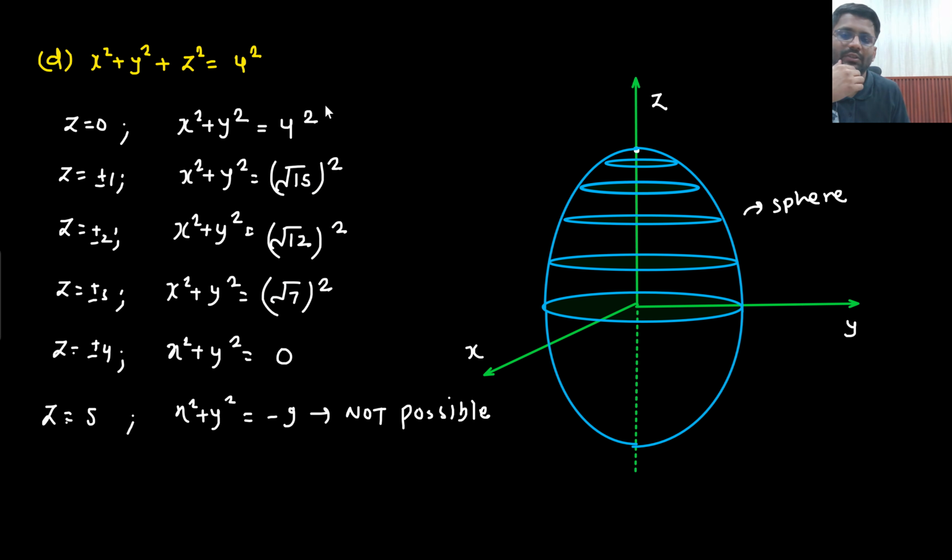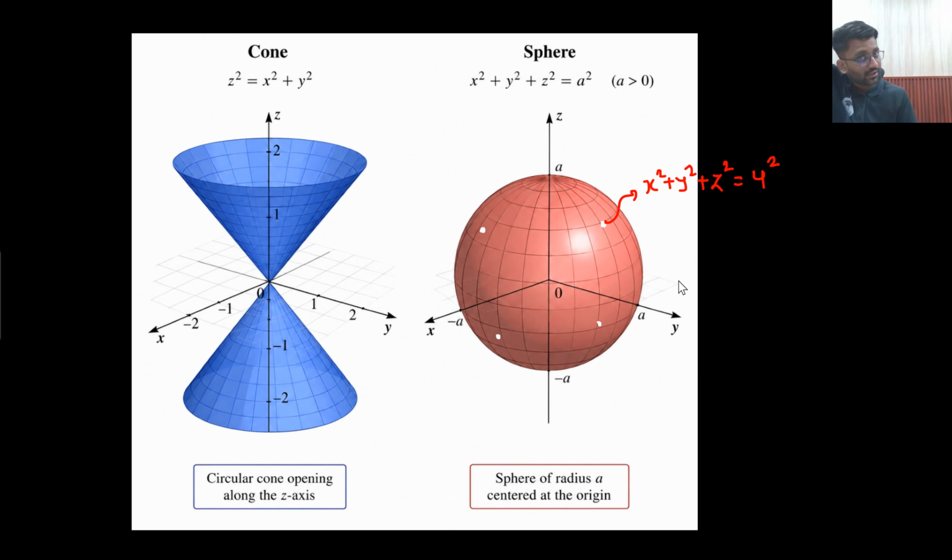X square plus y square plus z square is nothing but 4 square. So whatever you got on the upper side, you got the same on the downward side as well. I hope you are able to understand that this is how the circle radius is going down, and this kind of structure we will be getting. Is that clear? So this kind of sphere we will be getting in 3D. You are able to visualize a sphere of radius a centered at origin.